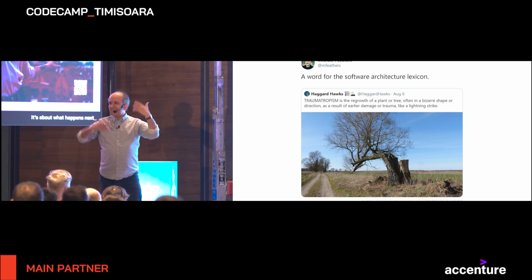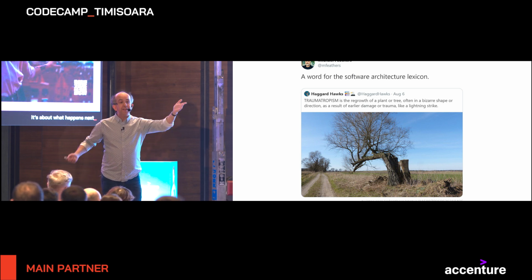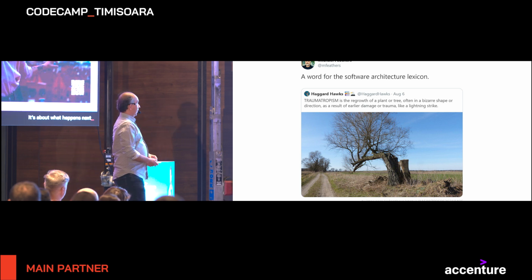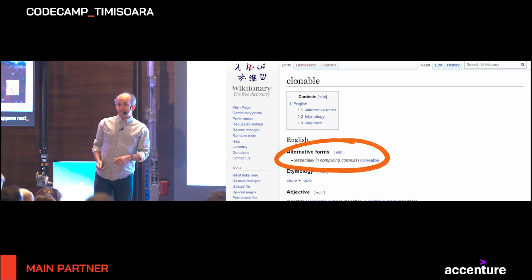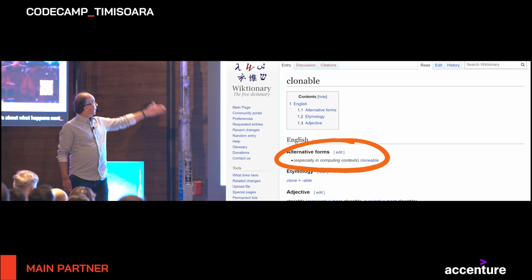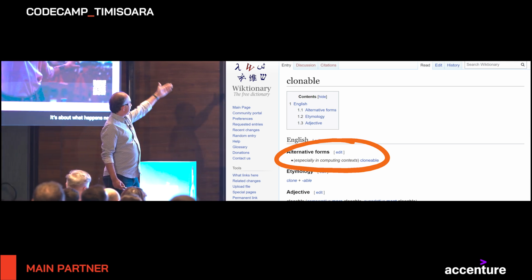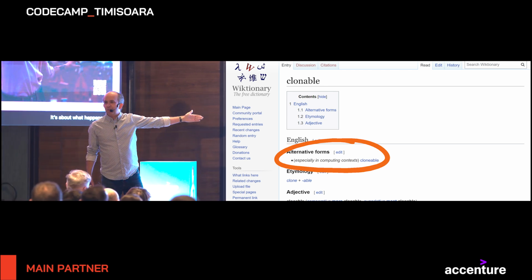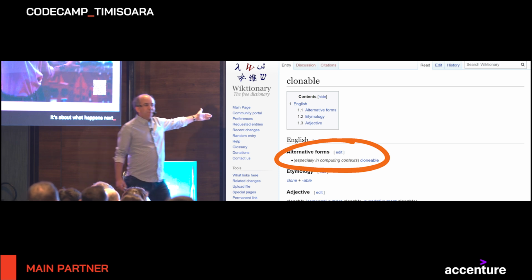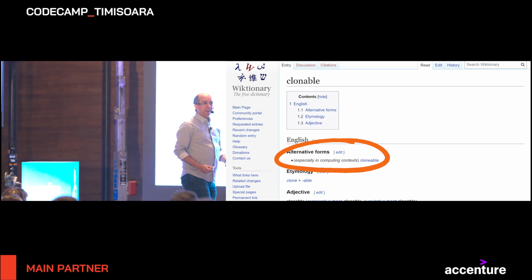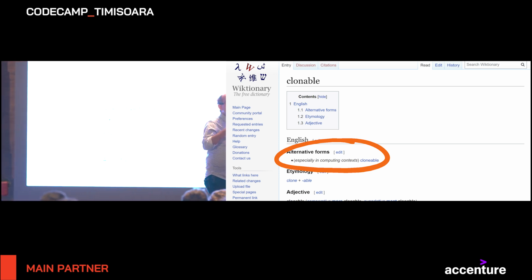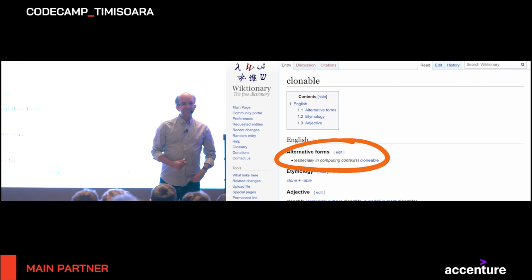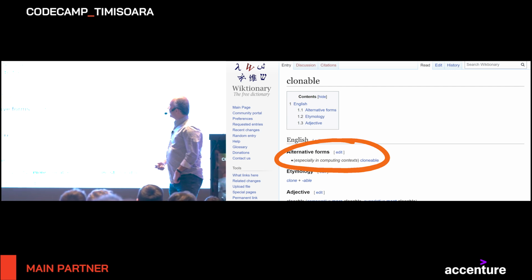Arbitrary decisions or accidental decisions that then become, how big is that clonable decision? Let's find out. Let's go to Wiktionary. When you look at Wiktionary, this is how you spell clonable. Alternative forms, especially in computing contexts. Well done, us as an industry. By repeatedly spelling it wrong, it has become right. Okay? Repetition legitimizes.